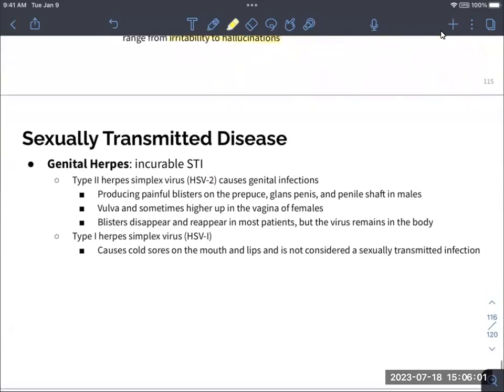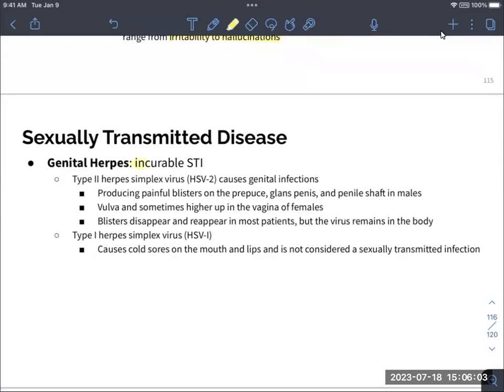Genital herpes. This is an incurable STI. Type 2 herpes simplex virus causes these genital infections, which are painful blisters that form on the prepuce, the glans penis, and the penile shaft in males, and the vulva and sometimes higher up into the vagina in females. These blisters will disappear and reappear because this virus is going to remain in the body. Type 1 herpes simplex virus is the one that causes cold sores on the lips. This one is not sexually transmitted.